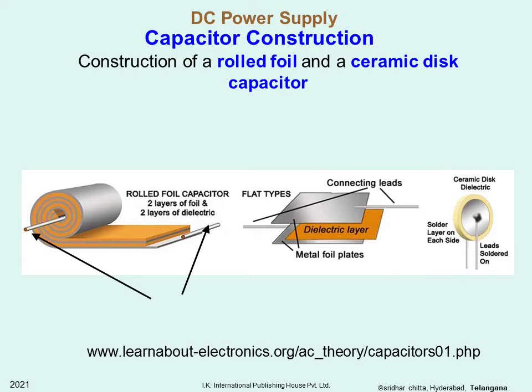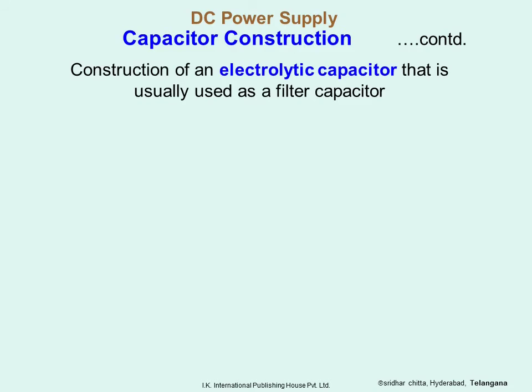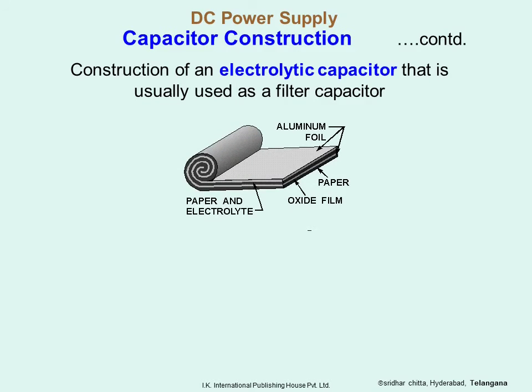The image shows the construction of a rolled foil and a ceramic disc capacitor. A capacitor usually consists of a sandwich of two metal foils separated by insulating material and coiled into a small package. The image shows the construction of an electrolytic capacitor that is usually used as a filter capacitor in power supplies.